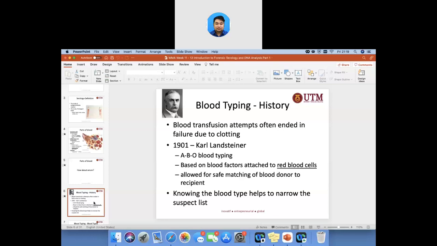So you have a suspect's blood and the victim's blood. So now you can narrow it down to just what the blood type is. What is the blood type of the victim, and what is the blood type of the suspect? So it helps in narrowing it down.